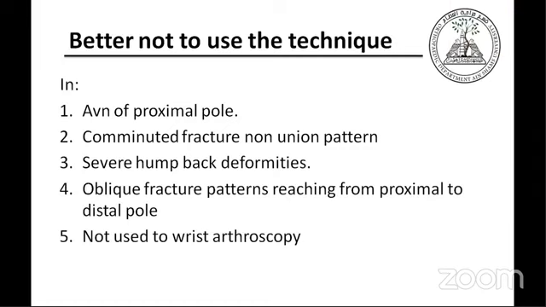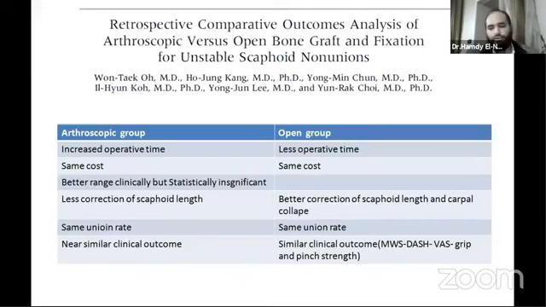Okay. Dr. Hamdi, تفضل. After reviewing literature, we found no randomized controlled trials about this technique. We only found a retrospective comparative trial done in Seoul, Korea. He concluded in his comparative trial between arthroscopic and open grafting that both have the same union rate, near similar clinical outcome scores, and the same institutional cost. However, the arthroscopic group has increased operative time and better range of motion, but it was clinically but not statistically significant.